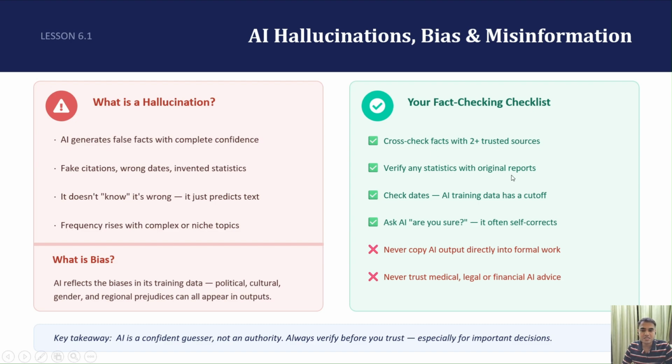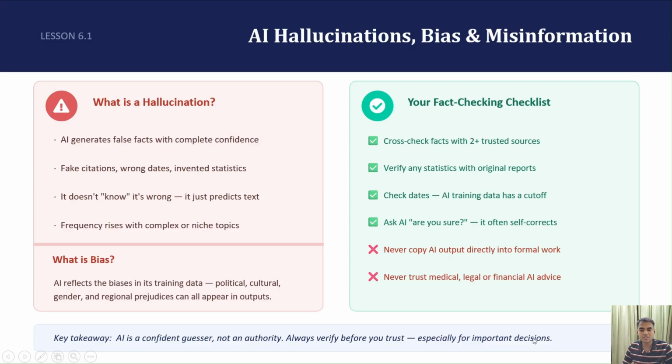Then verify any statistics with original reports. Then check dates, as AI training data has a cutoff. Then ask AI, are you sure? It often self corrects. Then never copy AI output directly into formal work. Never trust medical, legal, or financial AI advice. So this was AI hallucination, bias, and misinformation. The key takeaway from here is AI is a confident guesser, not an authority.